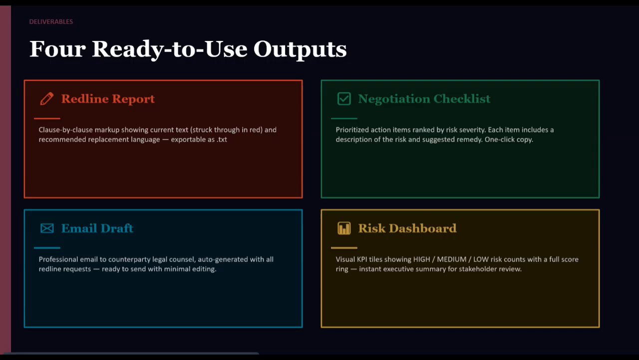Then you have the negotiation checklist, which involves prioritized items ranked by risk severity. Each item includes a description of the risk and a suggested remedy. It's one-click copy. Then of course you have the risk dashboard, which gives visual key performance indicator tiles showing high, medium, low risk counts with full score range, and an instant executive summary for stakeholder review. So these are the 4 major deliverables in this software.